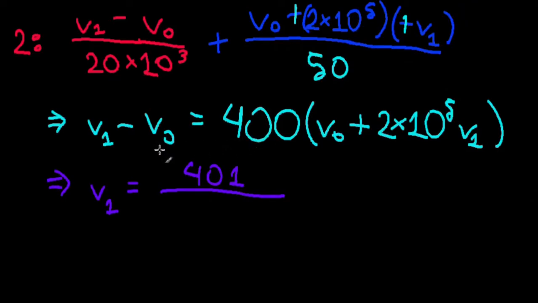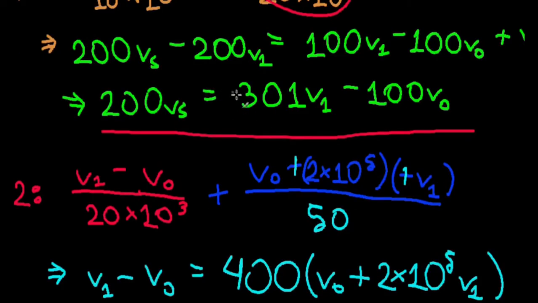1 minus 400 times 2 times 10 to the 5. So I'll write it as 8. 4 times 2 is 8 times 10 to the 7. All right. And this is multiplied by V0. So I'll just substitute that here.